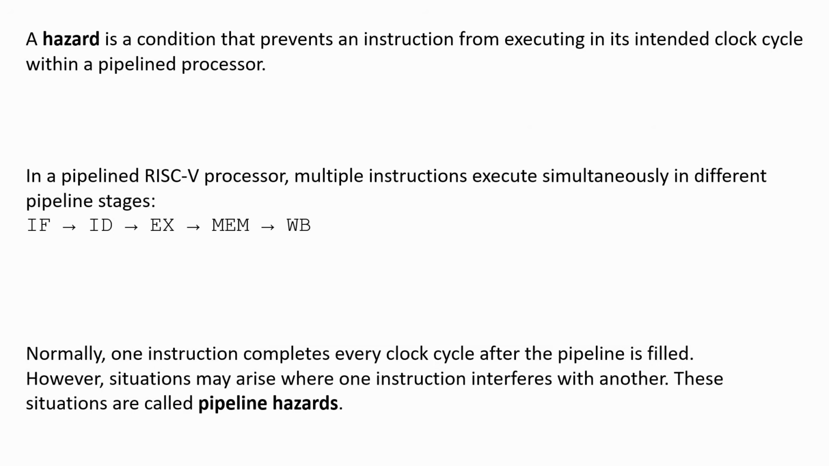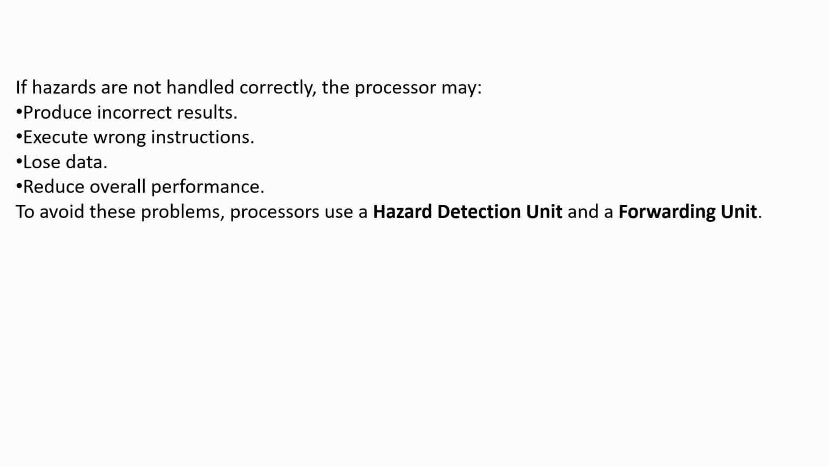These situations are called pipeline hazards. Let us try to understand this in great detail. What is going to happen if these hazards are not handled correctly? Then we might get incorrect results, or we might execute wrong instructions, or we might also lose data, and the overall performance will be reduced. To avoid these problems, we are going to use something known as a hazard detection unit and a forwarding unit.